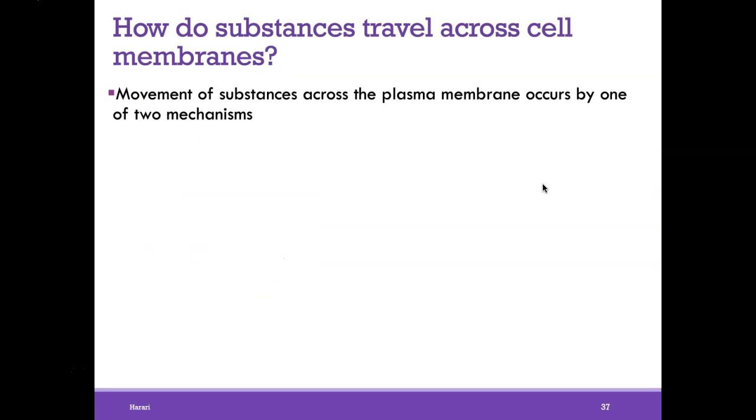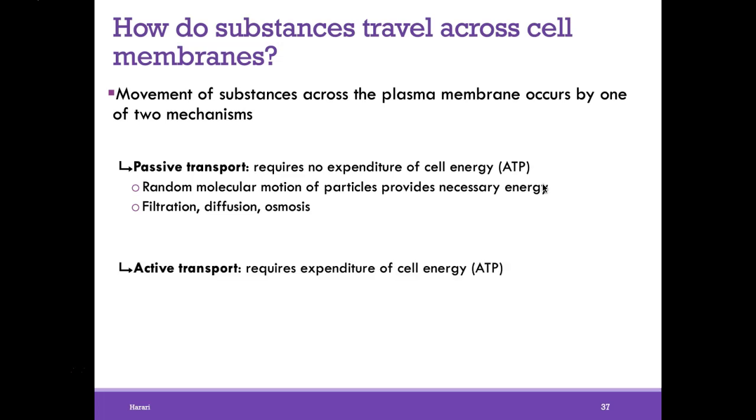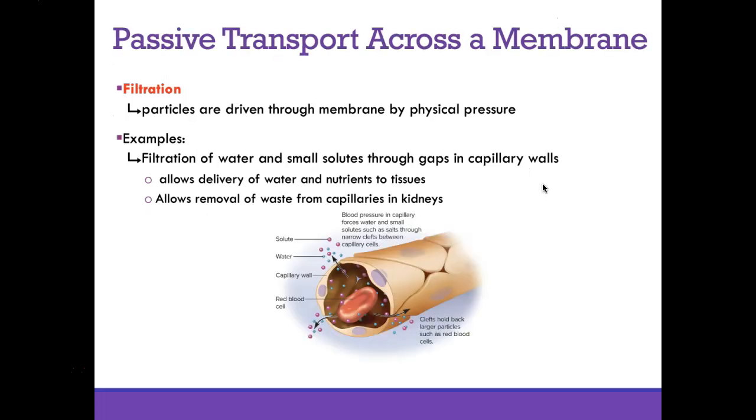So how do substances travel across the membrane? It's by one of 2 mechanisms. Passive transport requires no expenditure of energy, so no ATP. And this is because random molecular motion of particles provides the necessary energy to move something passively. We'll talk about 3 kinds of passive transport: filtration, diffusion, and osmosis. There's also facilitated diffusion, which is similar to this. Finally, active transport does require ATP. We'll talk about active transport and vesicular transport, both requiring ATP.